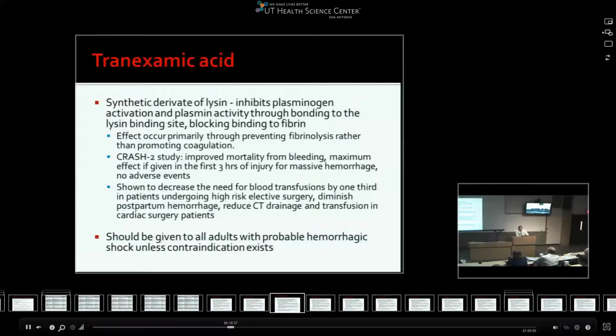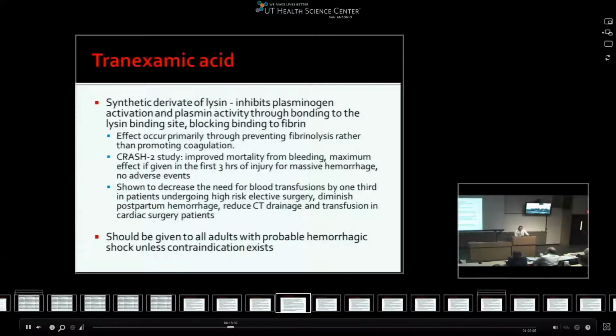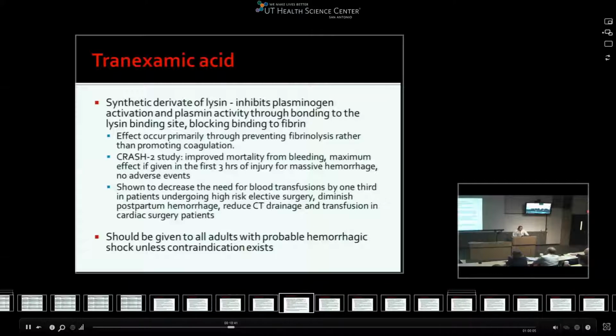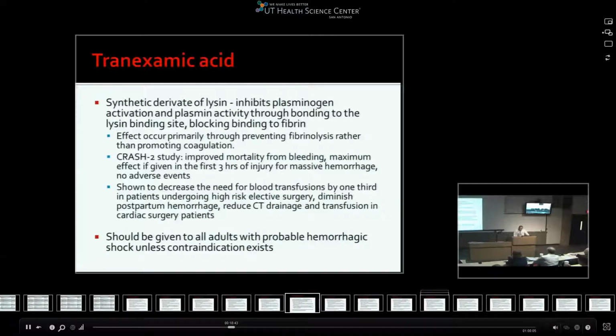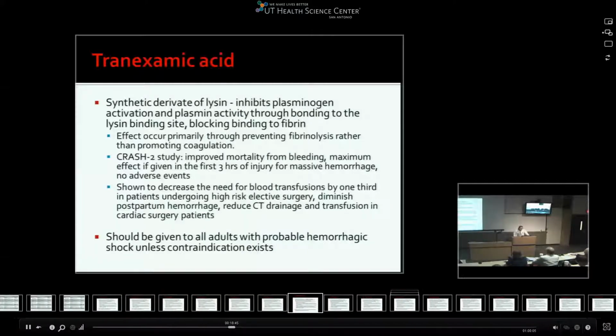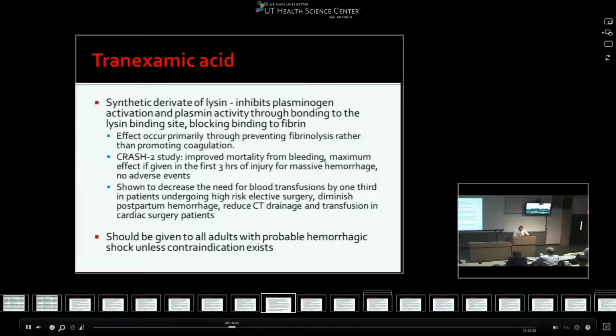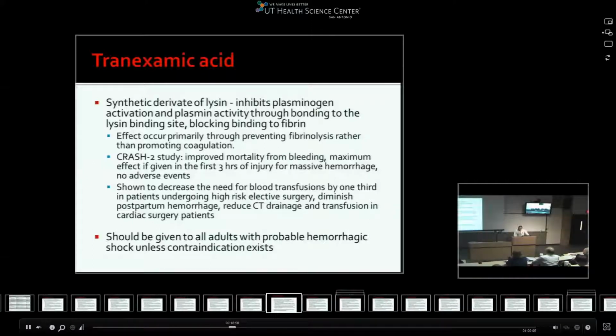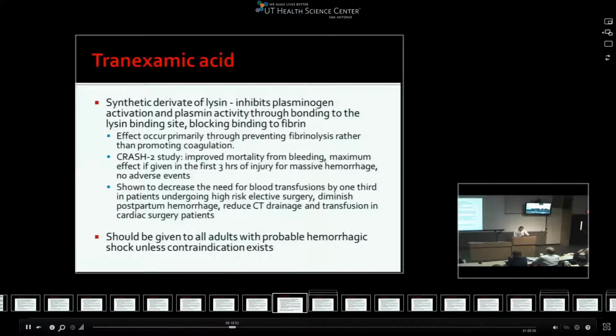Tranexamic acid is a synthetic derivative of lysine and inhibits plasminogen activation and plasmin activities through bonding to the lysine binding site and blocking binding to fibrin. The effect occurs primarily through preventing fibrinolysis rather than promoting coagulation.